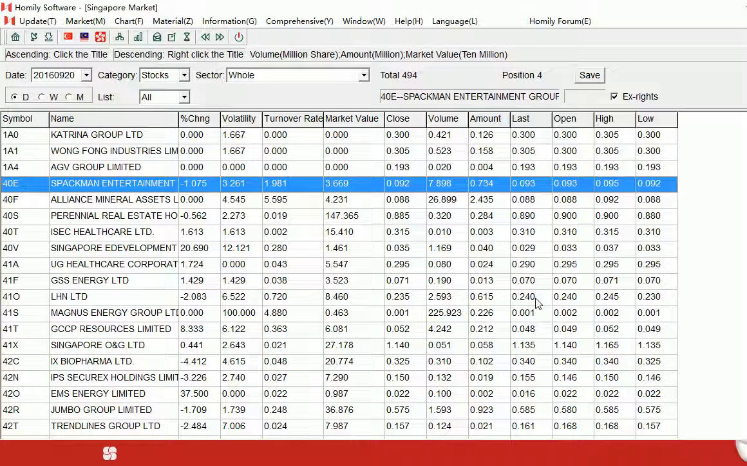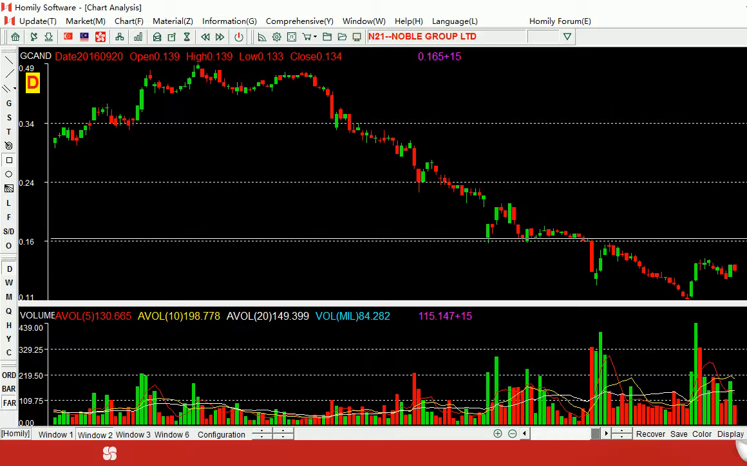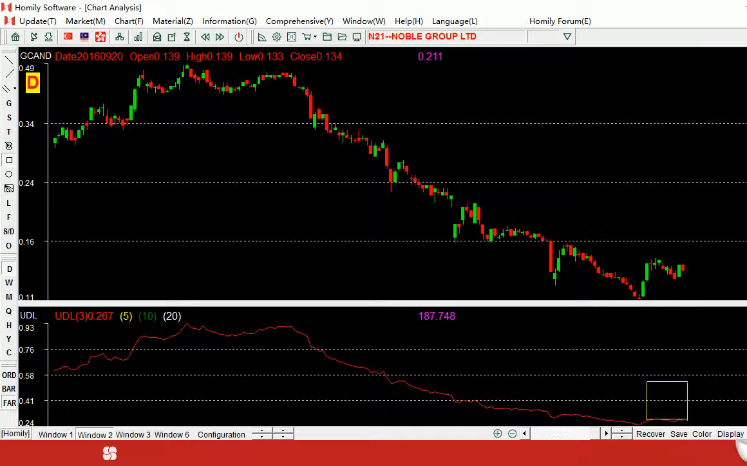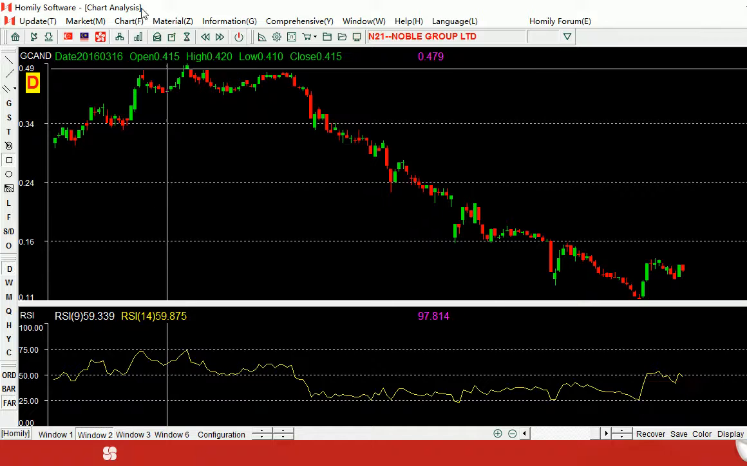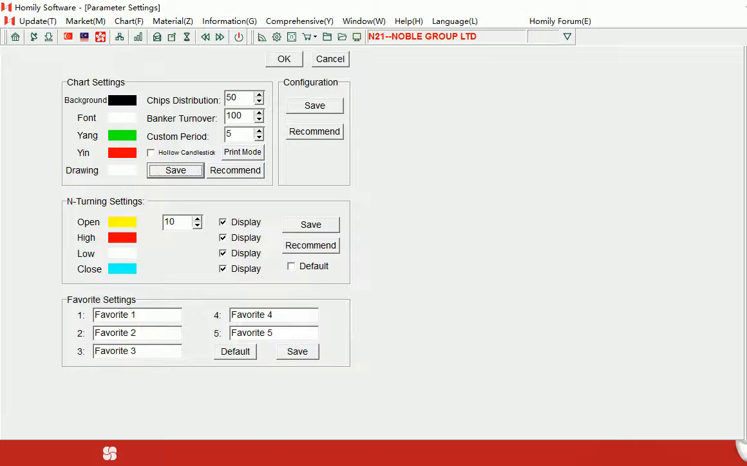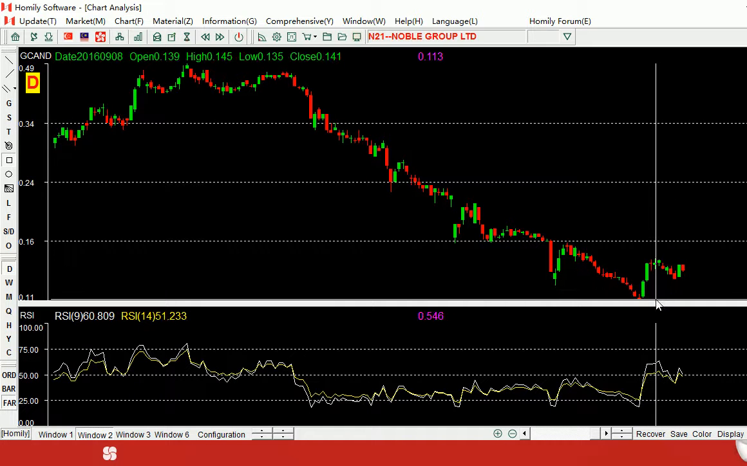Okay, so let's see the RSI. So we can see the RSI indicator. This RSI includes two lines we can set, 9 and 14 days RSI. Okay, so how to set? Firstly, you should click setting. Okay, so this is the RSI. So how to use RSI to judge the rebound and the short-term correction?